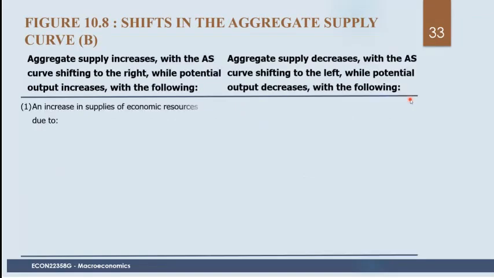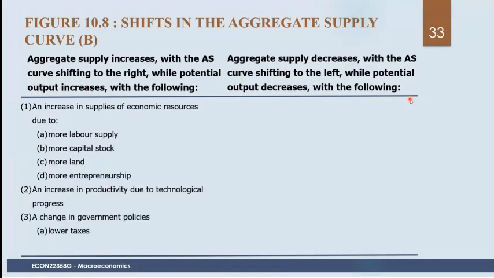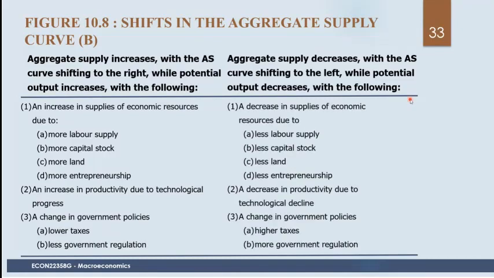And so if there's an increase in supplies of economic resources, so if there's an increase in the number of people or there's new tools or technology, that shifts both of the curves. Okay, so any of those things would shift both of the curves to the right. And then on the right here, we just have the opposite case. So these things would shift both of the curves to the left.